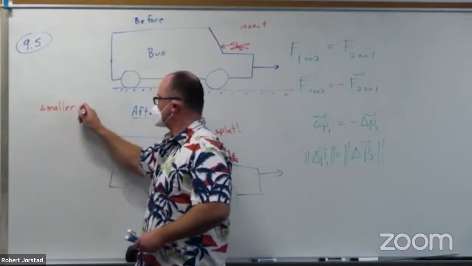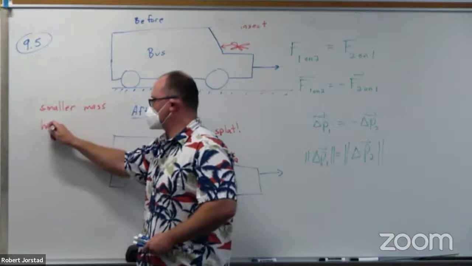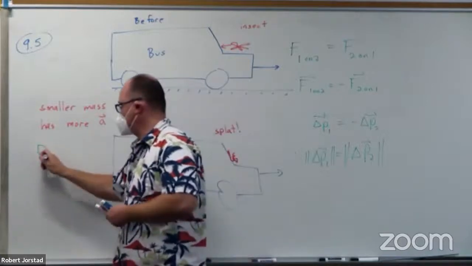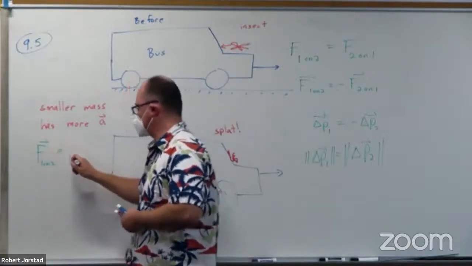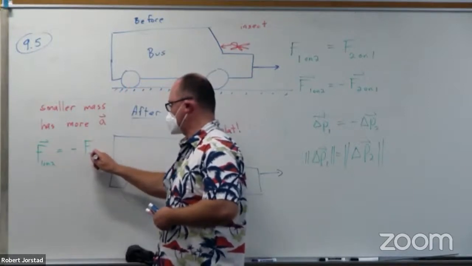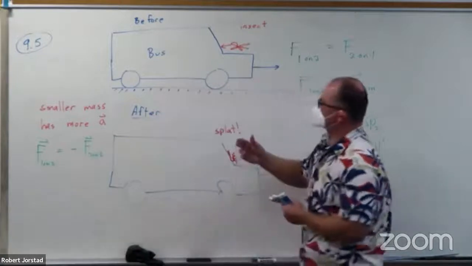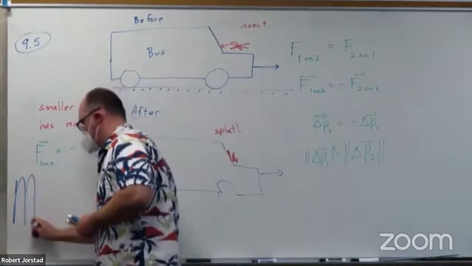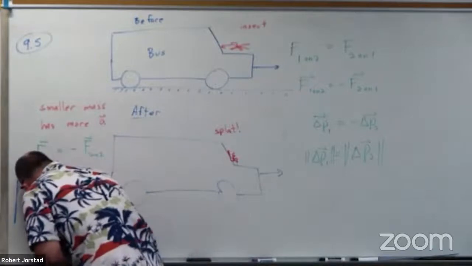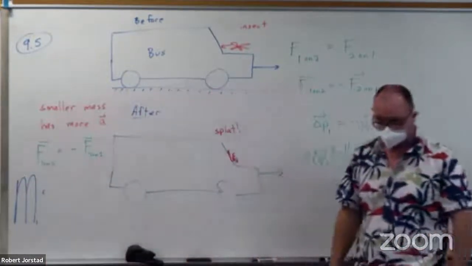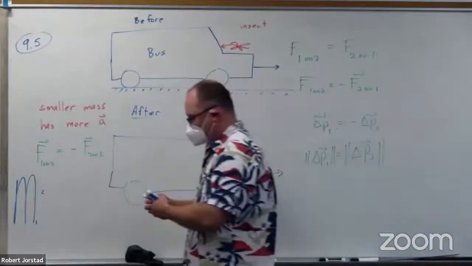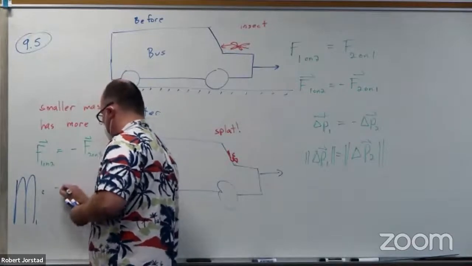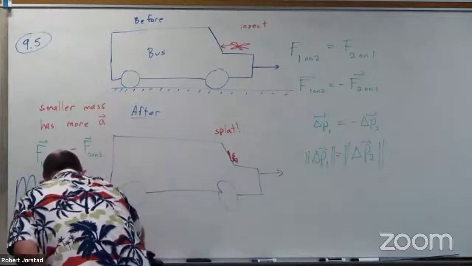So clearly, I'm going to say it like this. Smaller mass has more acceleration. Think about it like this. F 1 on 2 vector equals negative F 2 on 1, right? Well, let's just say the bus is number 1. There's mass 1. There's acceleration 1, right? Equals, negative sign. There's mass 1.